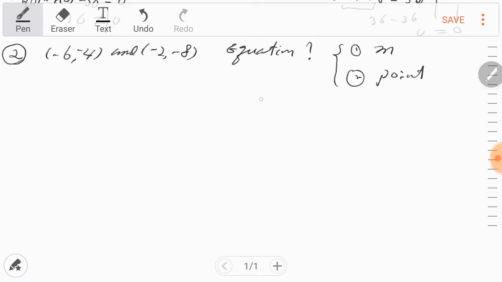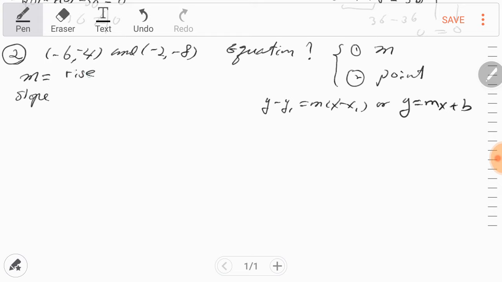One is the point slope formula: y minus y1 equals m times x minus x1. Or you can use the slope intercept formula. One of these is fine. So in this case, 2 points are given so that we can find the slope. Okay, slope is what? Slope is rise over run.